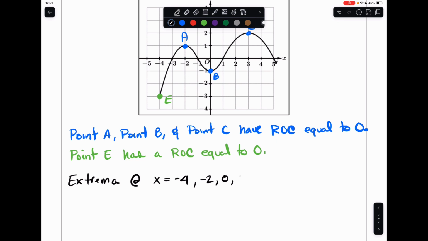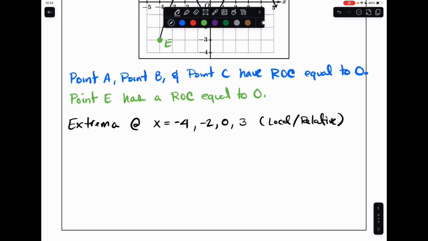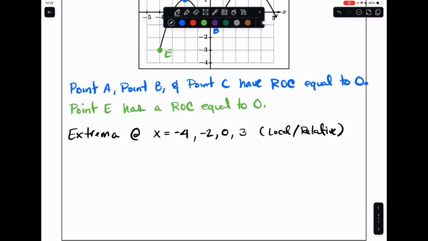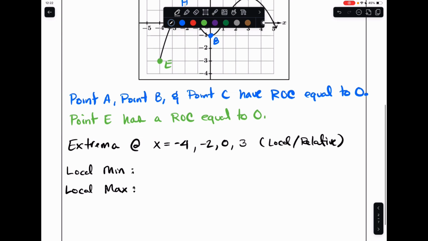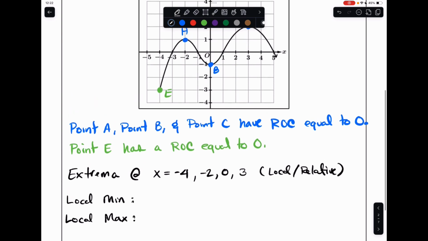x equals 3. And every single one of these extrema are all local or relative, okay? They're all local or relative extrema. Every extrema can be classified as a local or relative extrema, okay? Now, of those local and relative extrema, well, they fall into another category, either a max or min. So our local min or our local max. Let's do min first, because I want to talk about it in more detail in a second.